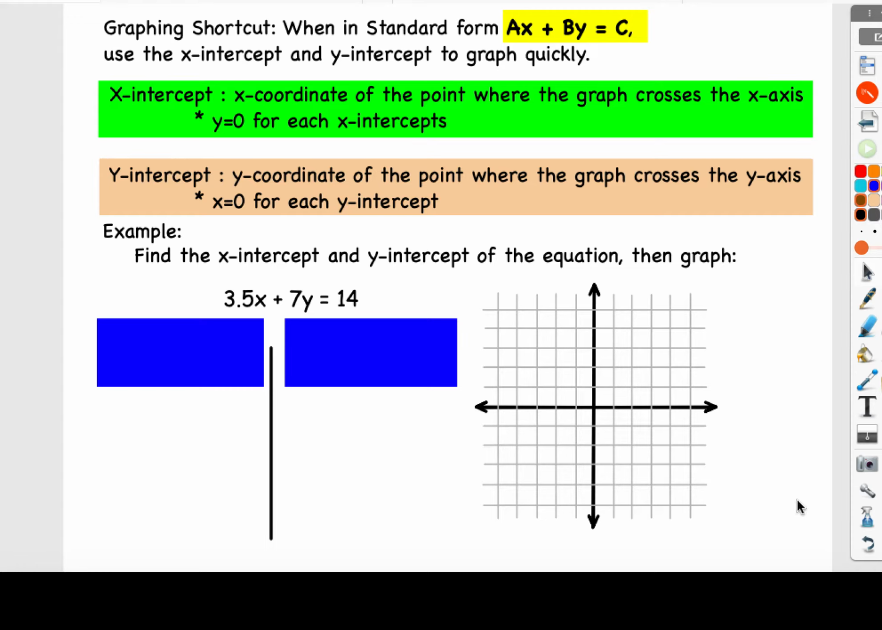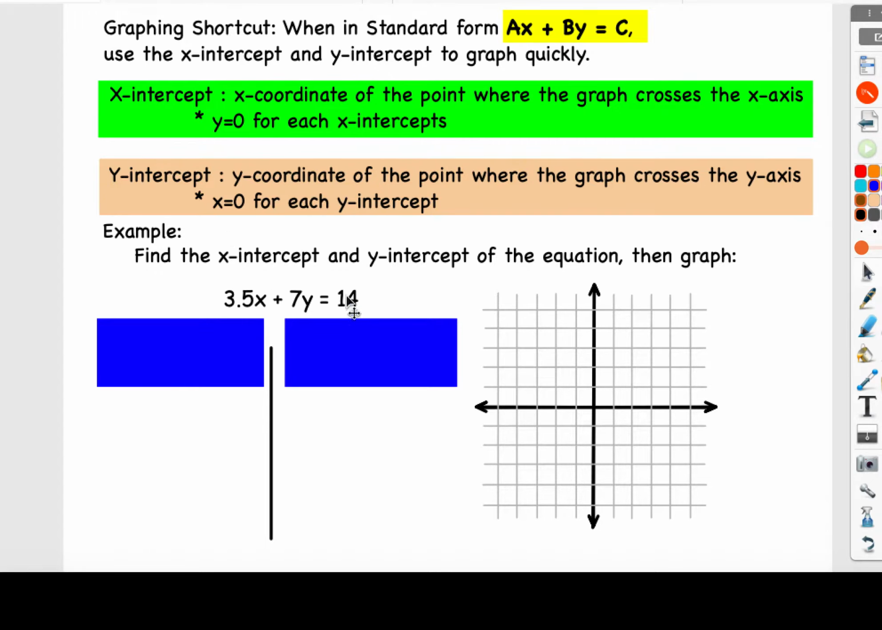All right, let's talk about graphing lines. We've already talked a little bit about graphing previously, and the most basic way to graph is just making a table of values. However, sometimes a table can be very time consuming. It takes a long time to find a lot of points.